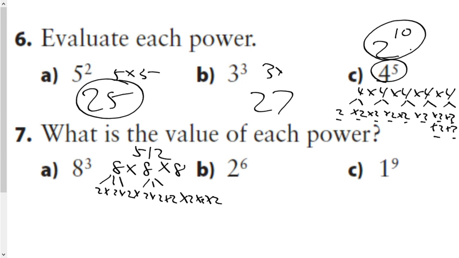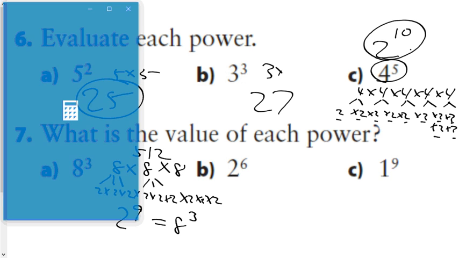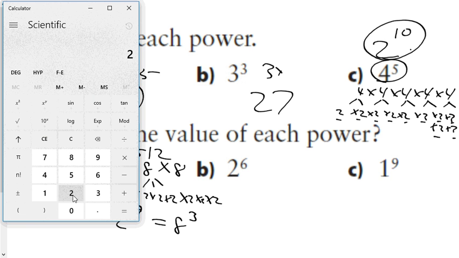Then 2 is multiplied by itself 9 times. So 2 to the 9th should be equal to 8 cubed, if we think of it that way, because an 8 is really 2 multiplied by itself 3 times. And if I take my calculator and go, what is 2 to the 9th? It is also 512.